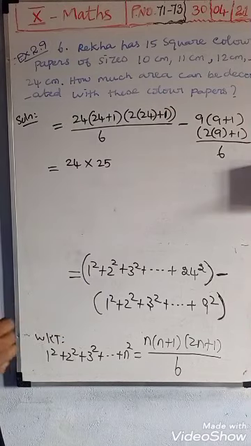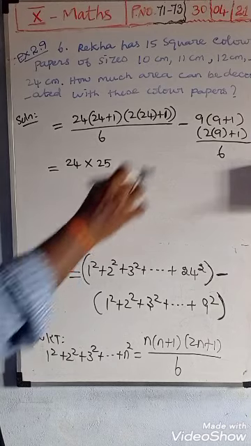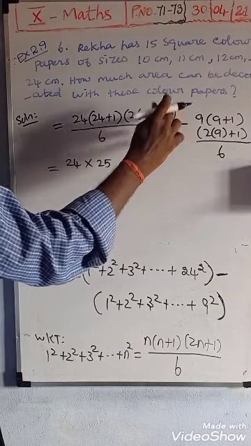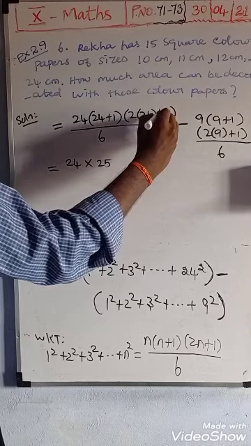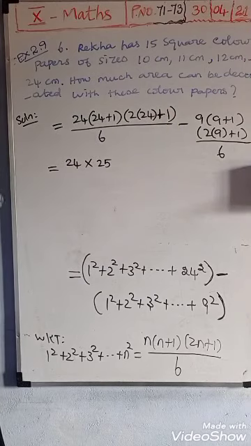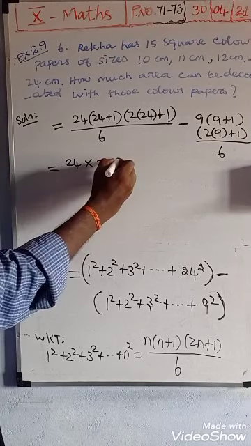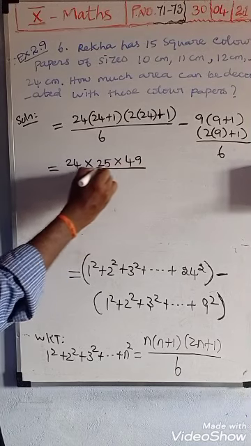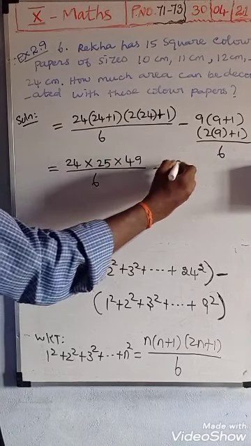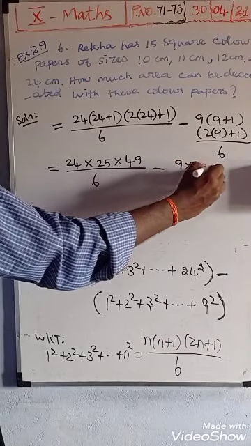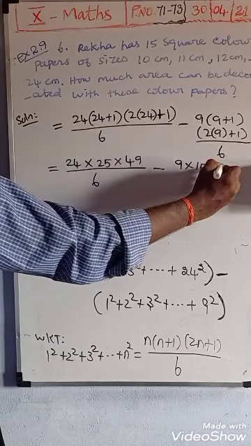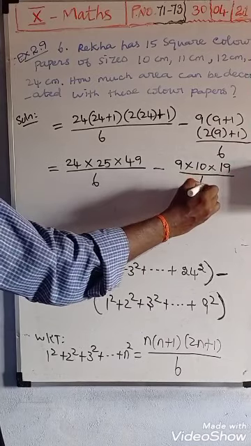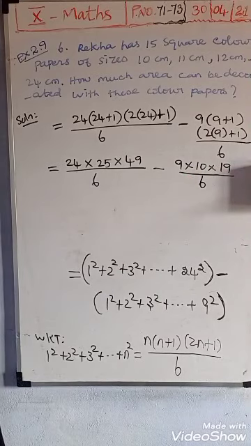Now it's correct. See, you should multiply 2 with the 24, after that you add 1. So 2 24s are 48, 48 plus 1 is 49 whole divided by 6, minus 9 into 10 into 2 9s are 18, 18 plus 1 is 19, 19 divided by 6. Okay, write like this.